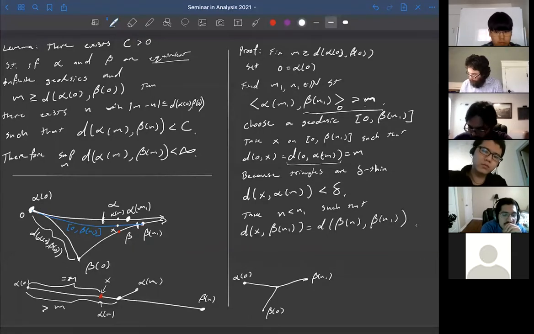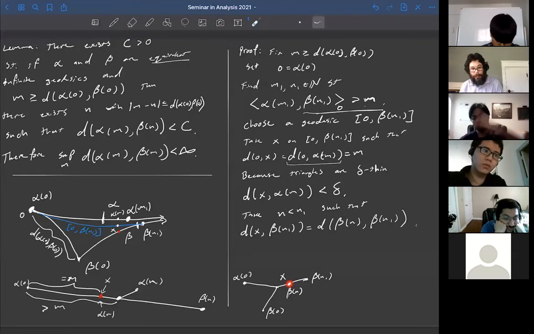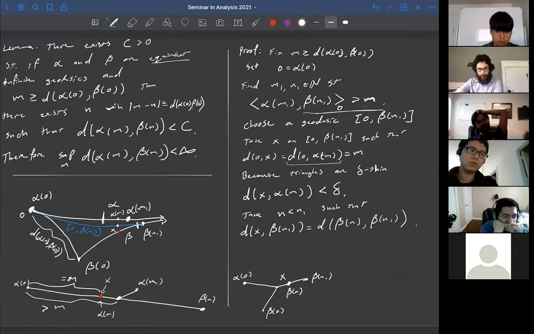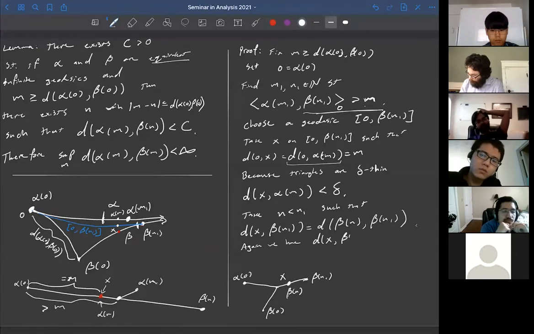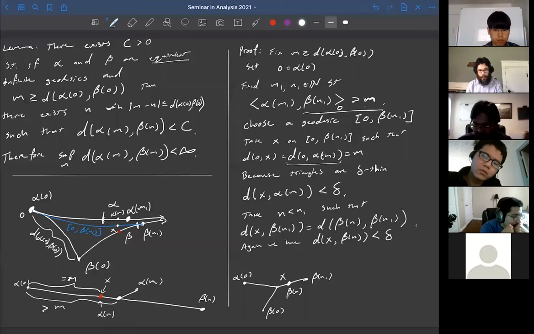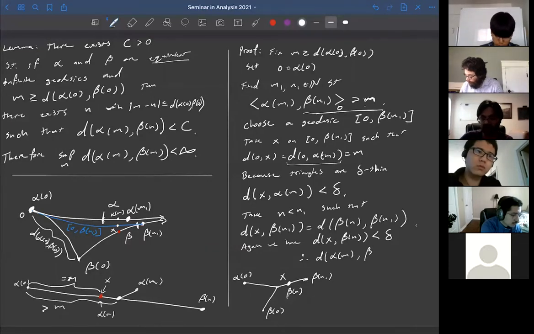And what do we know? We know that X and beta N both get mapped to the same point on this, right? They're both on this leg of the comparison tripod. So again, the distance between X and beta N has to be no more than delta. So again, the distance between X and beta N is less than delta. But now, just by the triangle inequality, the distance from alpha M to beta N is less than two delta.